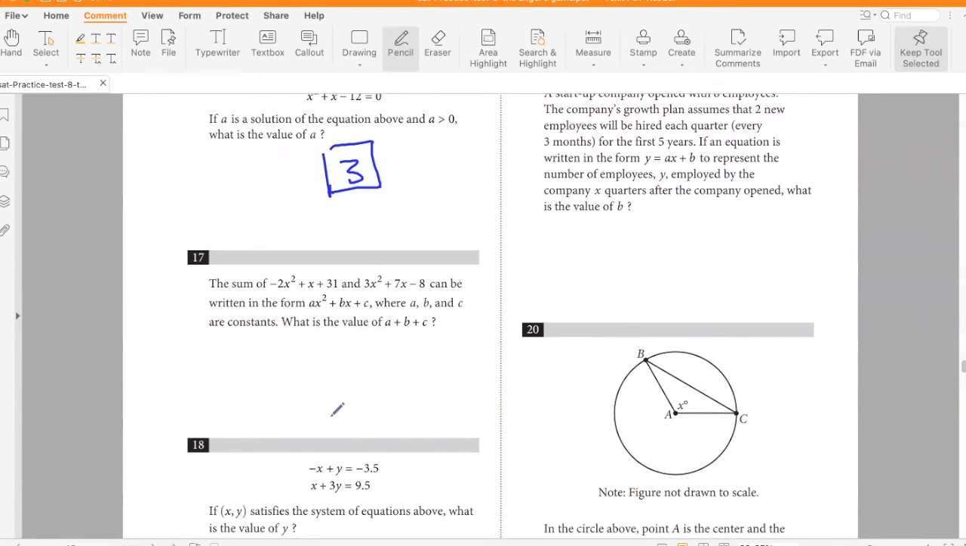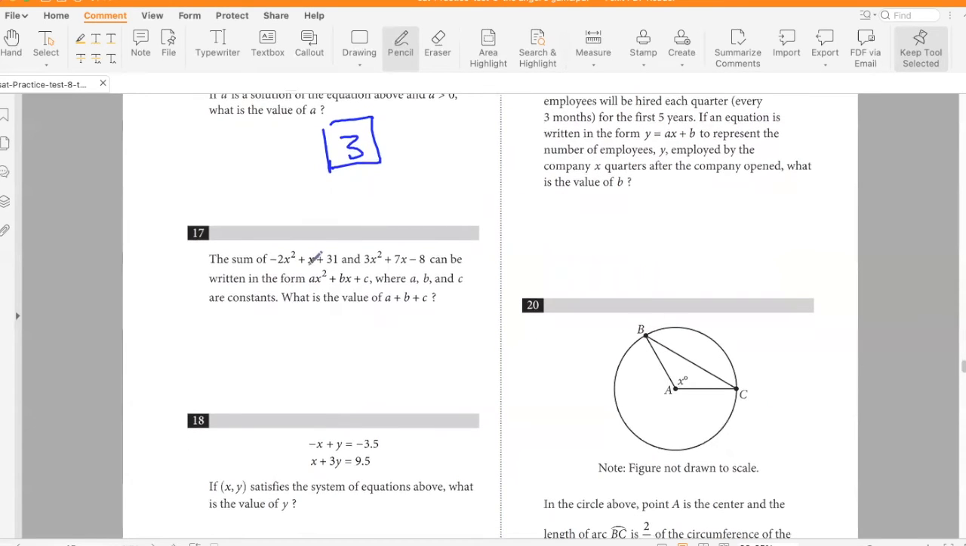The sum of minus 2x squared plus x plus 31 and 3x squared plus 7x minus 8 can be written in the form of ax squared plus bx plus c. What is a plus b plus c? Okay, so the sum will be minus 2 plus 3, so that's x squared plus 8x plus 23, right? 31 minus 8. So a is 1, b is 8, and c is 23. So 23 plus 1, 24, and 8, 32.